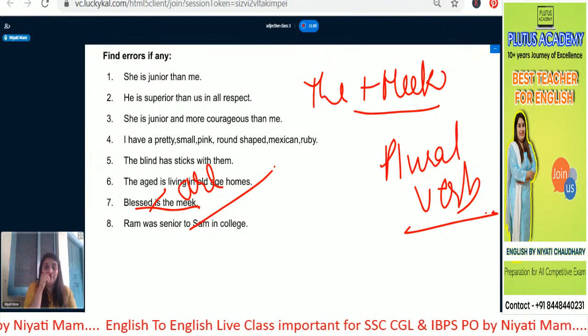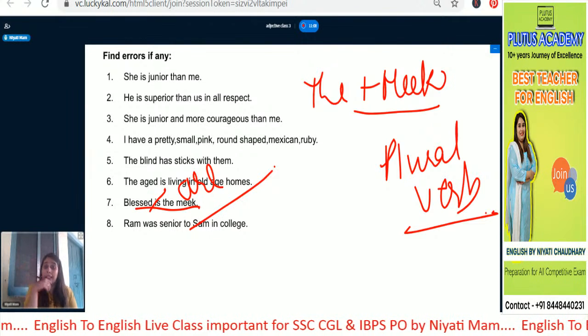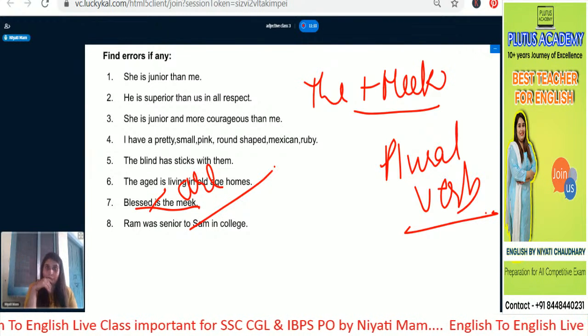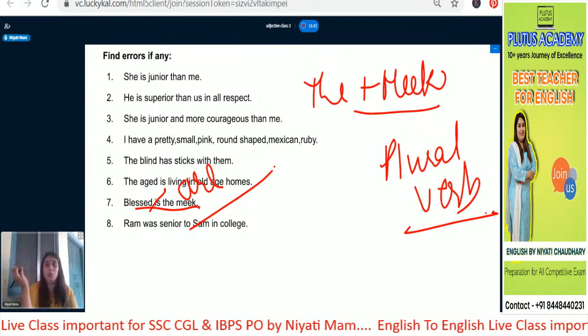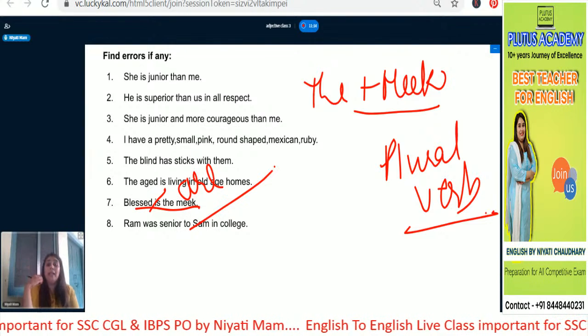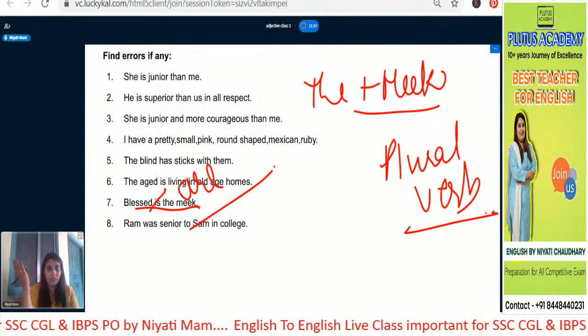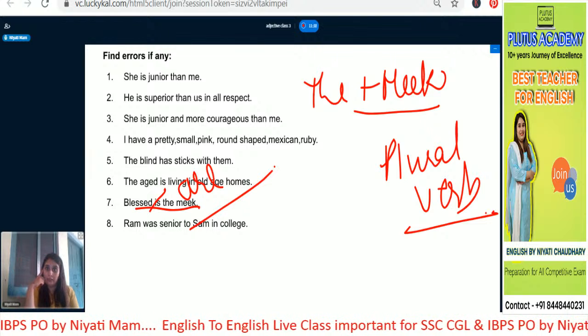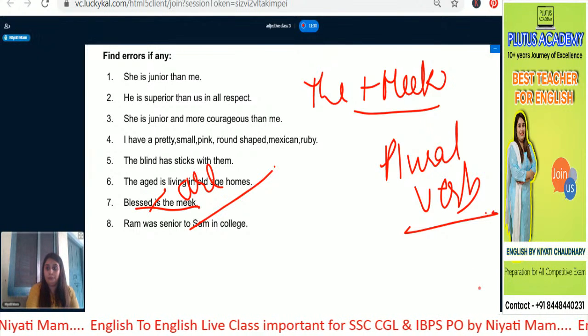The meek are blessed. So, "The blind have the sticks with them." "The aged are living in old age homes." "Blessed are the meek." These are the three correct sentences, right?